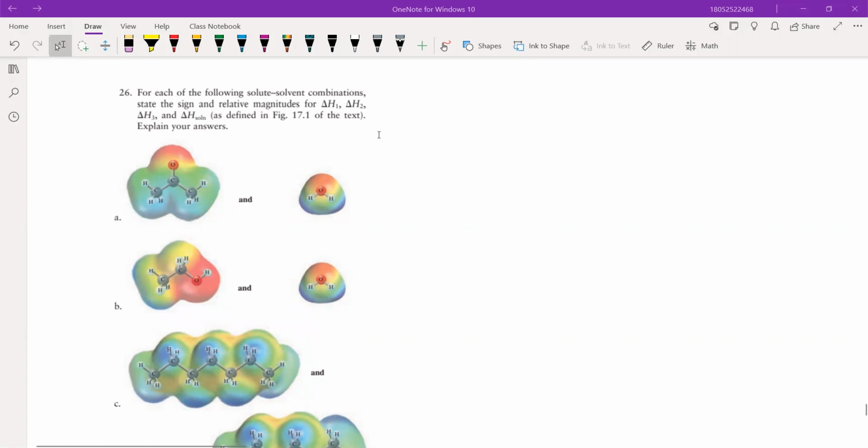So what we're looking at is this problem that involves making a solution from a solute and solvent and predicting the relative sizes of the enthalpies for the steps and the overall enthalpy of solution. Just as a refresher, the solution process, making a solution, is broken down into 3 steps with their respective enthalpy values. The first 2 are always positive, the third one's always negative.